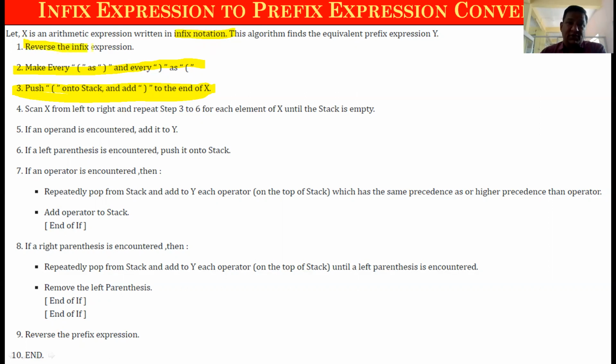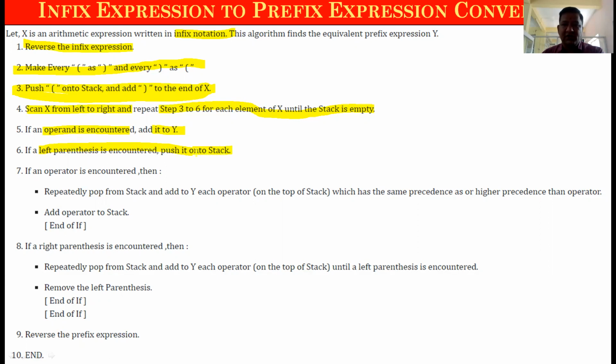After reversing, the first step being the reversing, scan the expression from left to right, and repeat the steps 3 to 6 for each element of X, that is your infix expression, until the stack becomes empty. If an operand is encountered, you have to add it to the postfix expression. If a left parenthesis is encountered, you have to push it on the stack. This is the same algorithm which we applied for infix to postfix conversion.